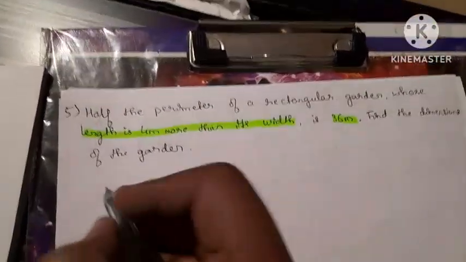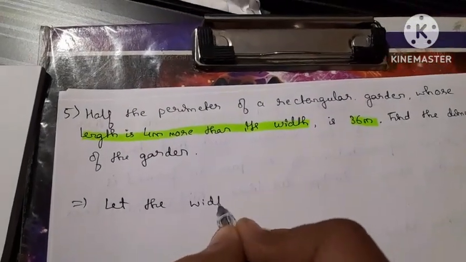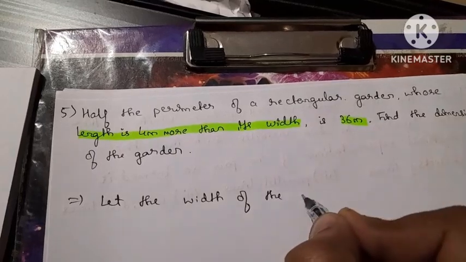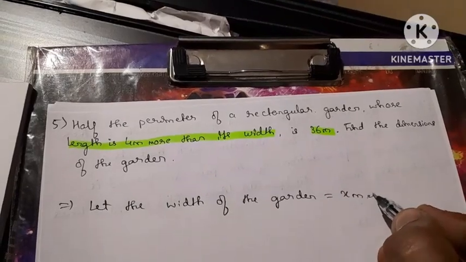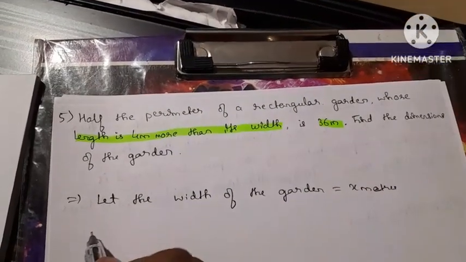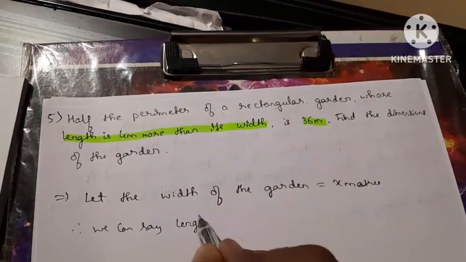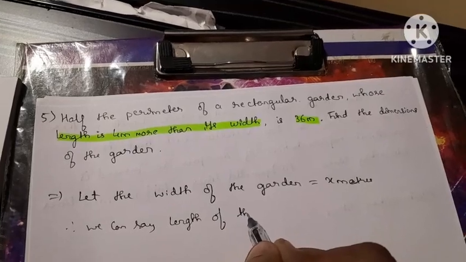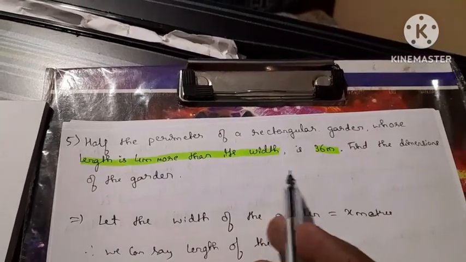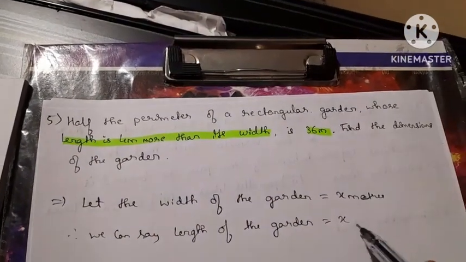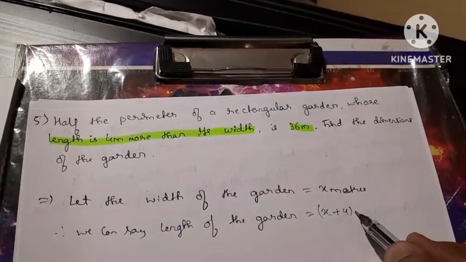Now let the width of the garden be x meters. Therefore we can say the length of the garden, what can be the length of the garden? Length is 4 meter more than its width. So if width is x, then it will be 4 more, so the length is x plus 4 meter.